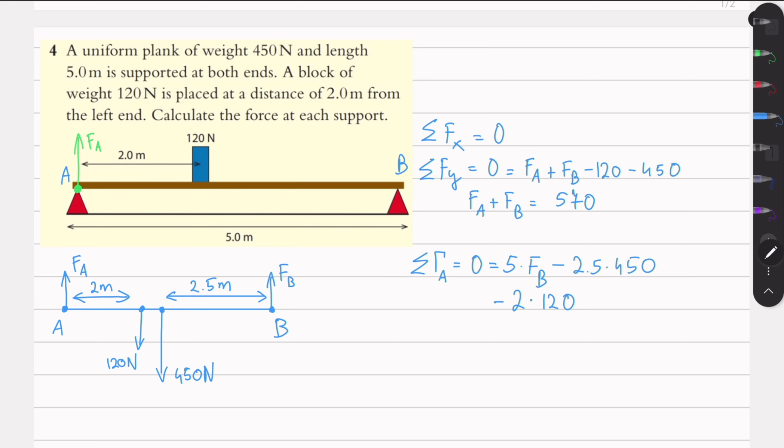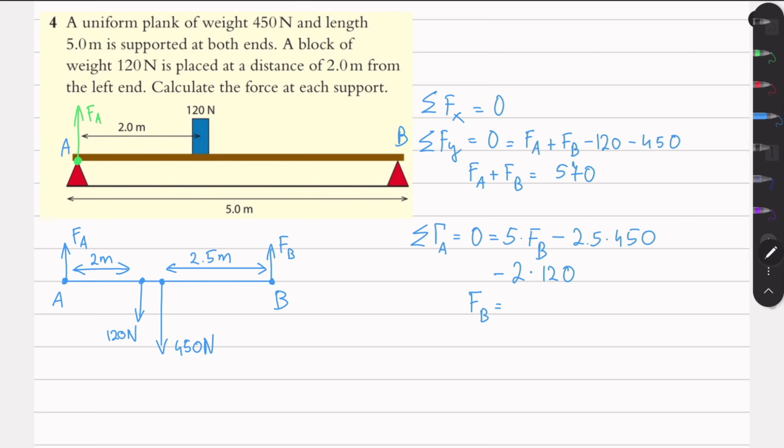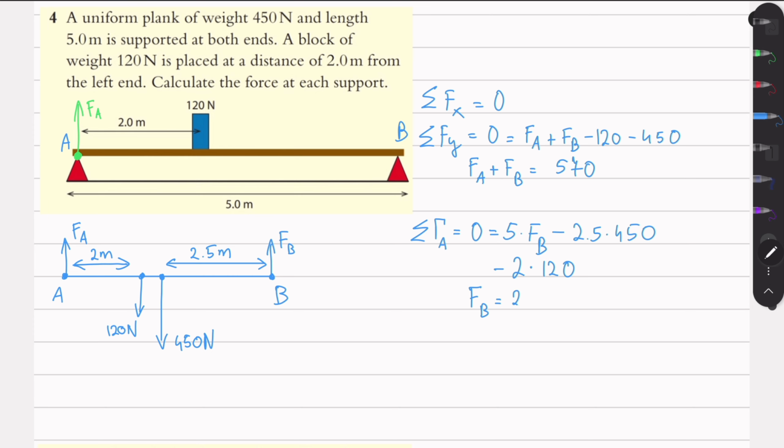So if we rearrange this equation, we will find what FB is. We just have this single equation for FB, and we will find that it is 270 newtons. And now if we remember back, we have already written this equation here. So all we have to do is plug in FB, and then we find that FA is equal to 570 minus FB. So 570 minus 270 will give us 300 newtons. And we have calculated the sizes of the two forces here.